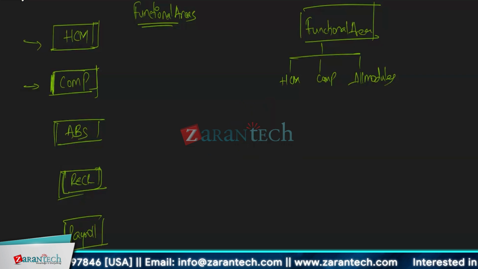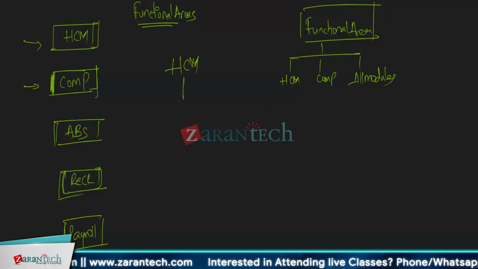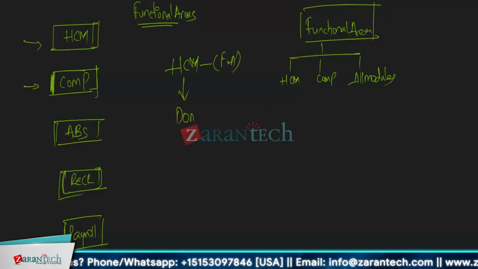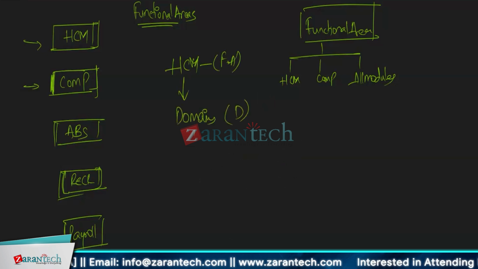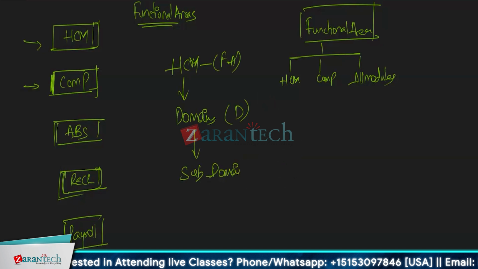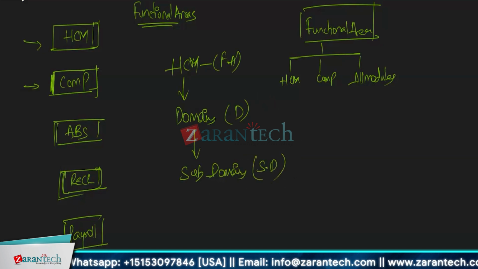First, for now, just understand this. In HCM, you will have domains. So the HCM, what is this? This is a functional area. Inside a functional area, you will have domains. Inside domains, there can be subdomains depending upon how big that domain is. If the domain is too big, then they will create subdomains. This might not be the case every time. Some of the domains will not have subdomains. Some domains will have subdomains.